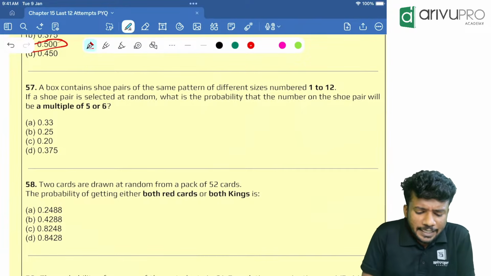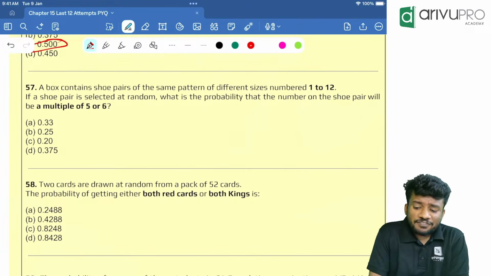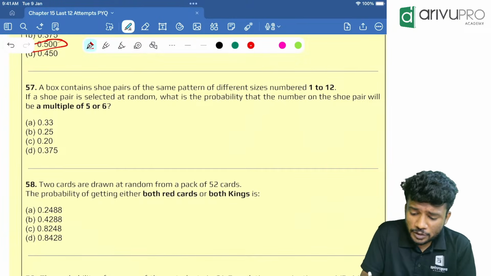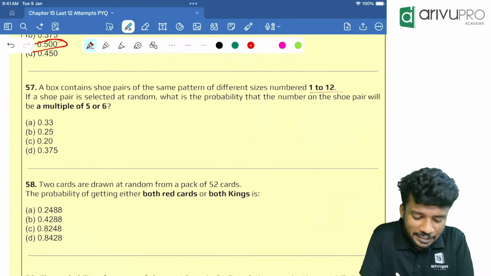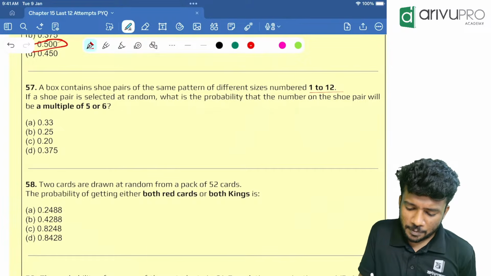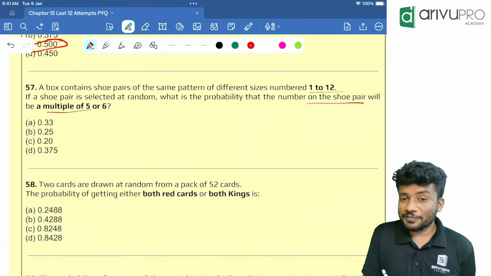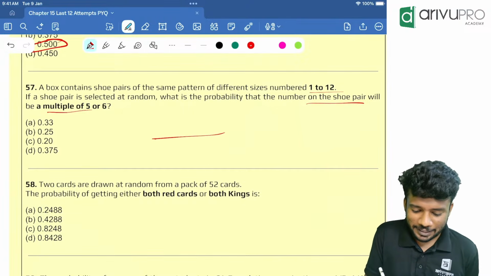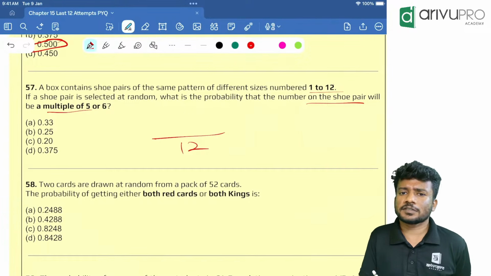A box contains shoe pairs of the same pattern of different sizes from 1 to 12. Again, I am telling you this question is repeated every attempt. If a shoe pair is selected at random, what is the probability that the number on the shoe pair will be a multiple of 5 or 6? This type of question, how will you write it down? Write the total number. 12 are there in total. So 12 is the denominator.